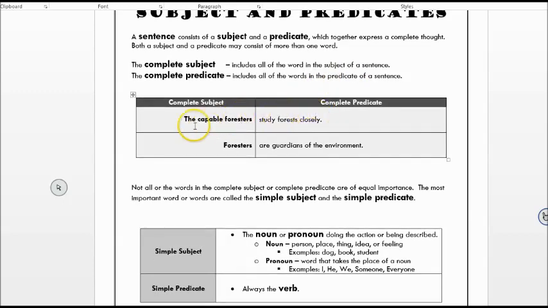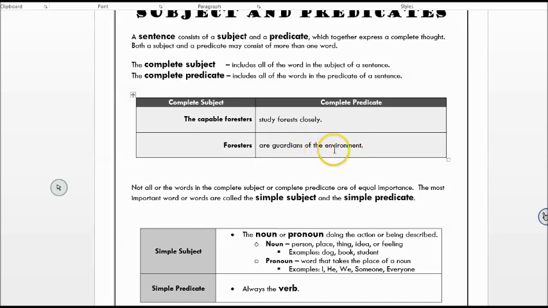So if we look at this example, the capable foresters study forests closely. Foresters is our simple subject, study our simple verb. Forests is the direct object. Closely would be an adverb telling us about study. And capable and the both go to foresters. So the two words that modify foresters, our simple subject, stay in the subject. And then the direct object and the adverb modifying the verb stay in the complete predicate. So we would divide the complete subject here and the complete predicate here.